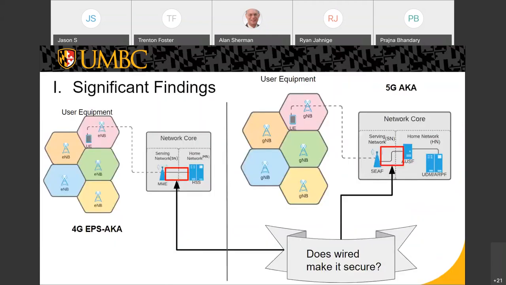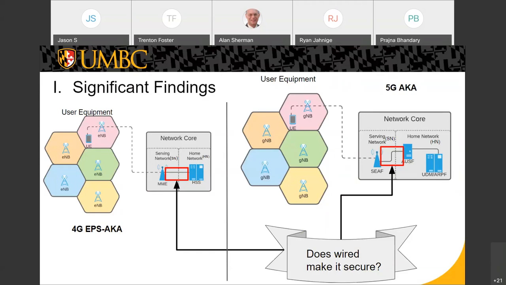So as you can see on your slide, on the left-hand side, we have the 4G EPS AKA, and on the right-hand side, we have the 5G AKA protocol. Essentially, both look almost the same. Both of these protocols have three main components: the user equipment, which you can imagine to be a mobile device, a serving network, which you can imagine to be a transmitter tower, and a home network, which is the mobile operator like your Verizon or T-Mobile, etc.